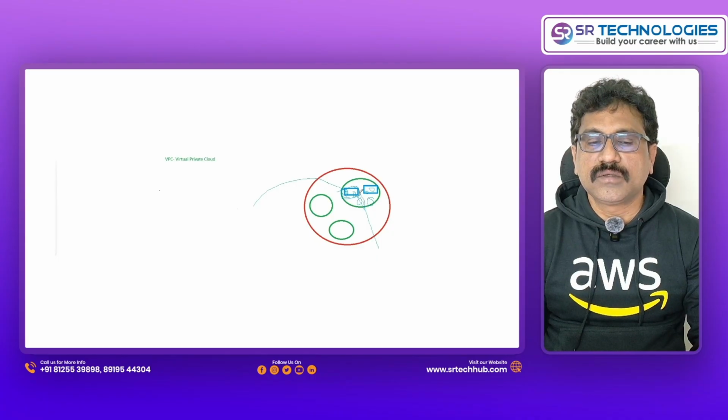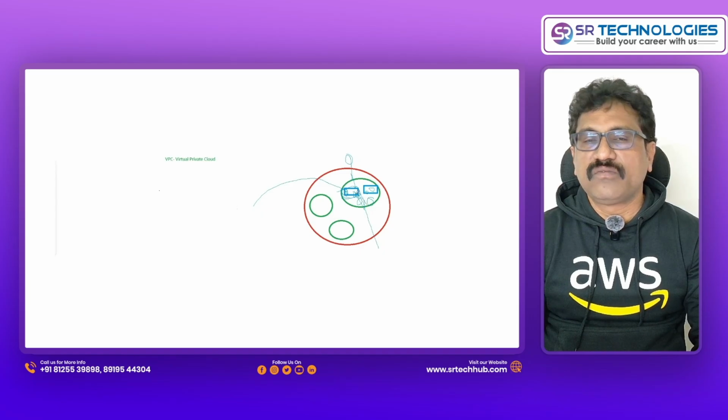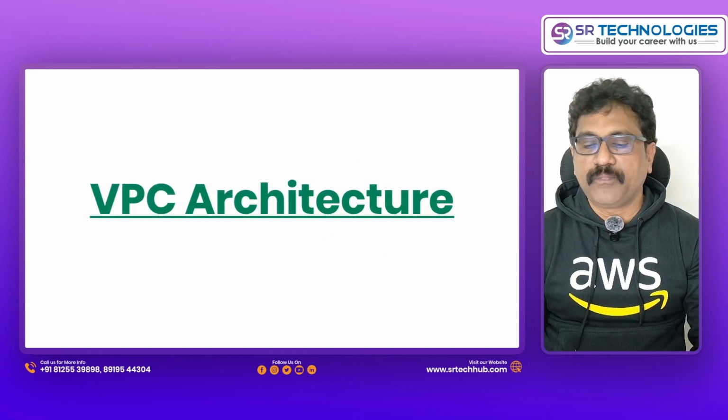So this is the VPC concept, virtual private cloud. That means you can create your private network virtually. That is called virtual private cloud. That is VPC. So now no one can enter into your network without your permission.